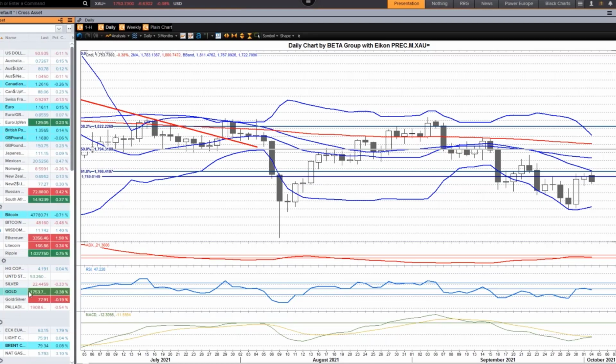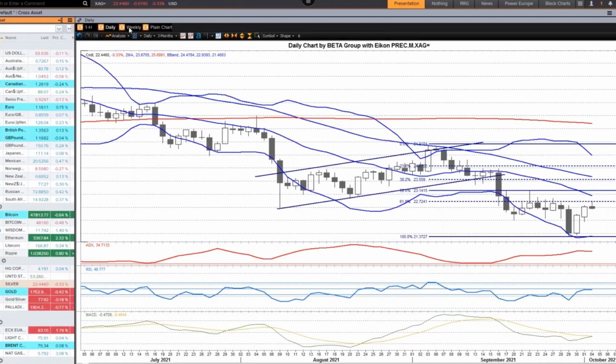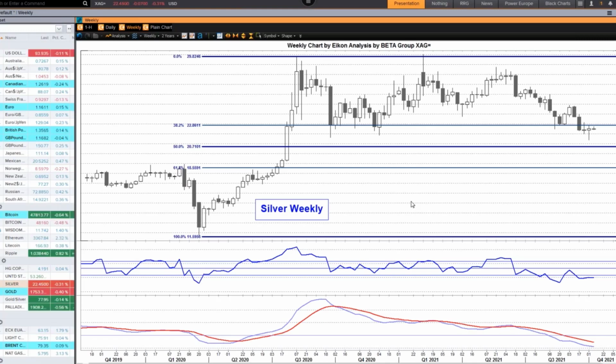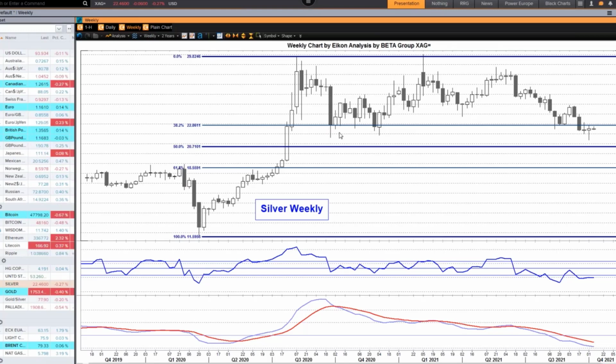But looking at the silver, here's the weekly chart of the silver. It's looking very dangerous indeed. We've got the lower highs pattern in here. We're testing these weak support levels here, just above $21, say 21.25, that area there.